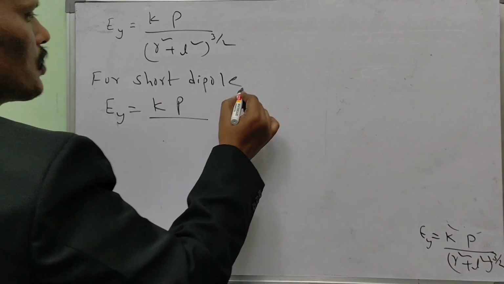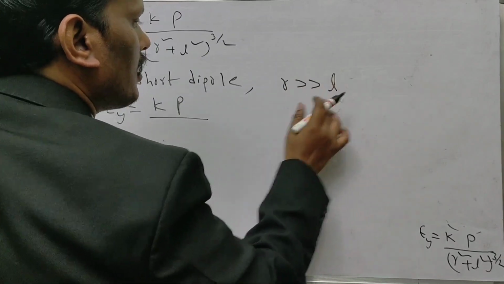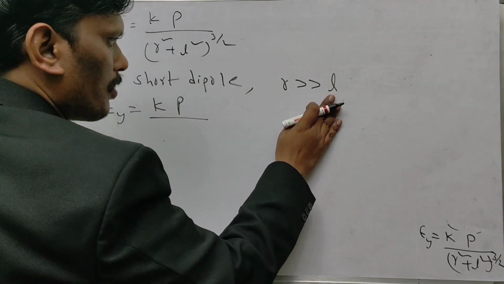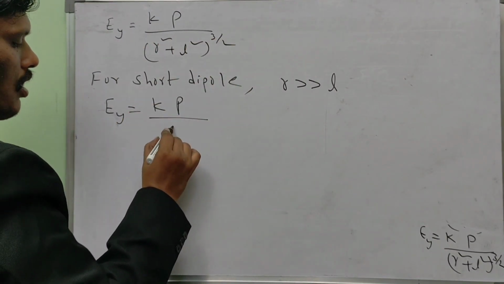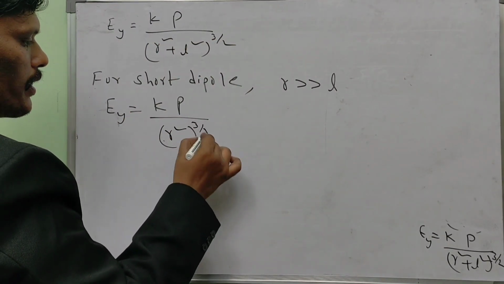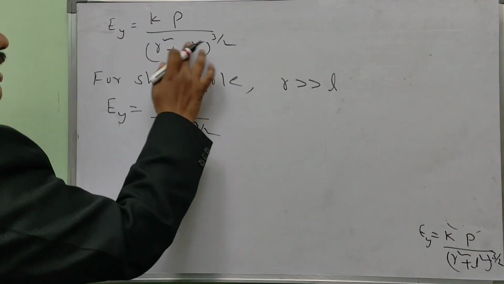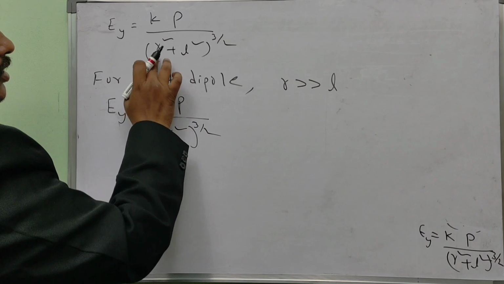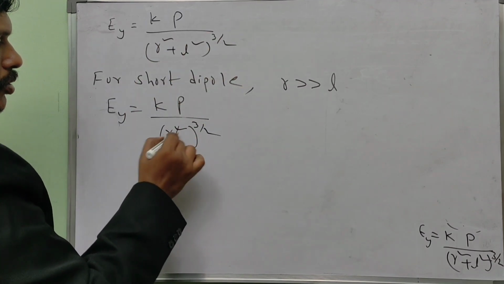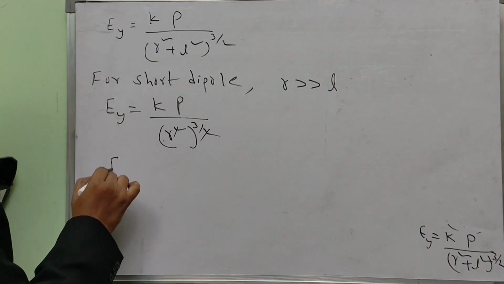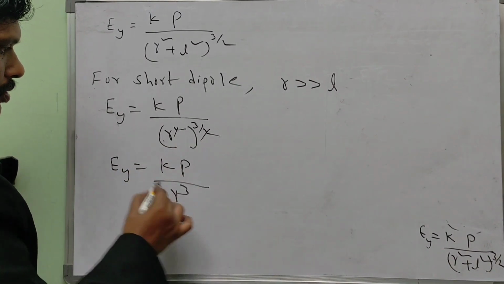For a short dipole, what is the meaning? r is very much greater than l. Then l is very small, so l square is negligible. Then what is the denominator? r square whole power 3 by 2. K times p, where p is the dipole moment, upon r square. l square is negligible, just remove it. r square whole power 3 by 2, the 2 cancels out. Ey is equal to K times p by r cube.